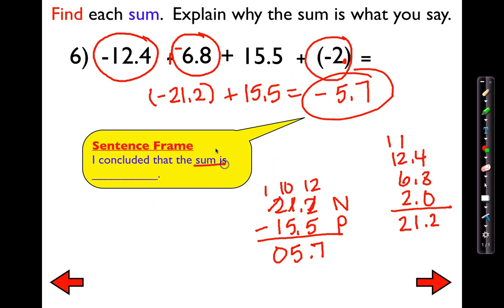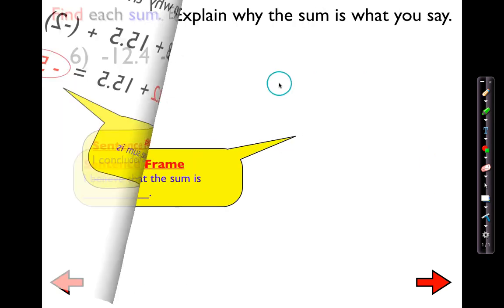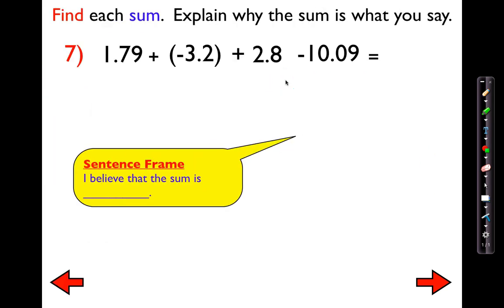Why did I change the word to sum? Because I changed all of the subtraction into addition problems, so therefore it is the sum of all of the numbers here. So now let's try another one.